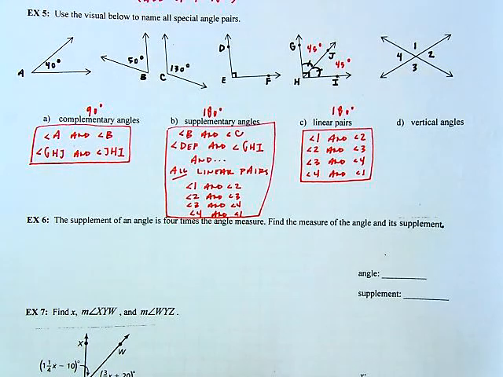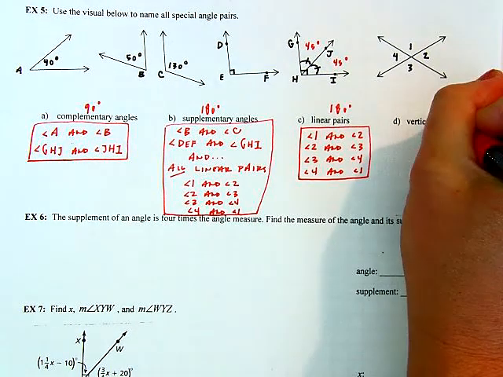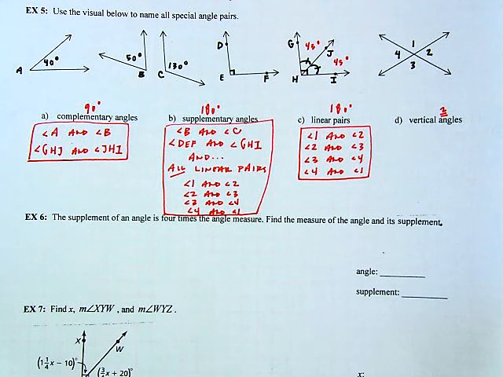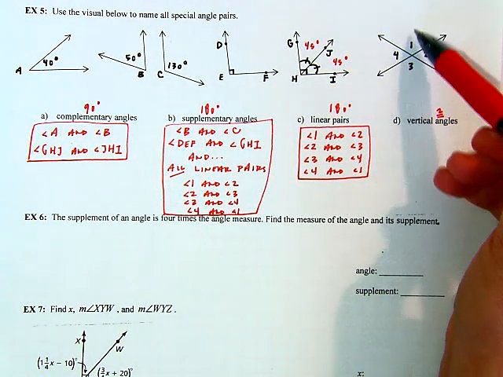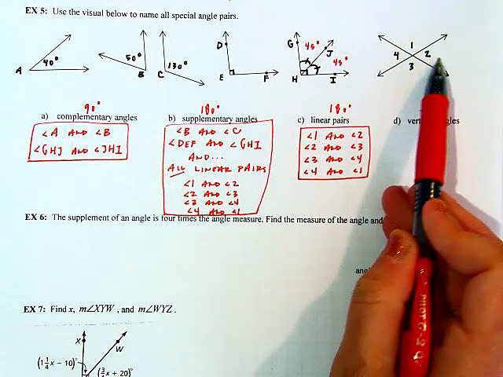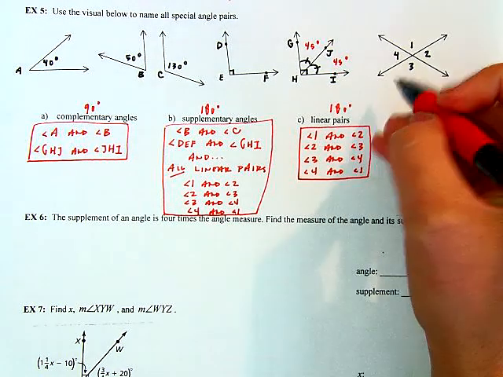Okay, and then lastly, vertical angles. We know that they are congruent. They're in the opposite position. So that would be 1 and 3. Those would be vertical angles. 4 and 2. Those would also be vertical angles.